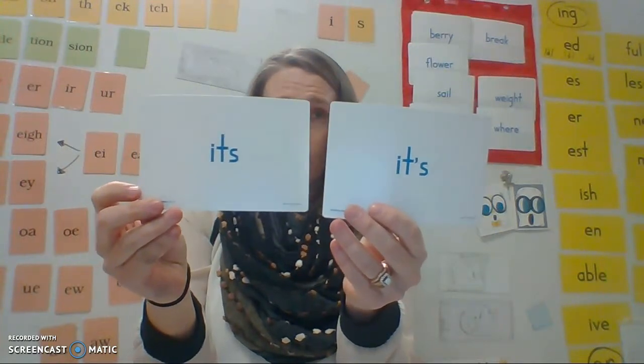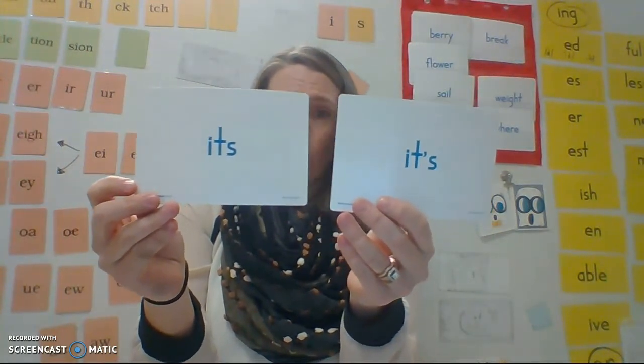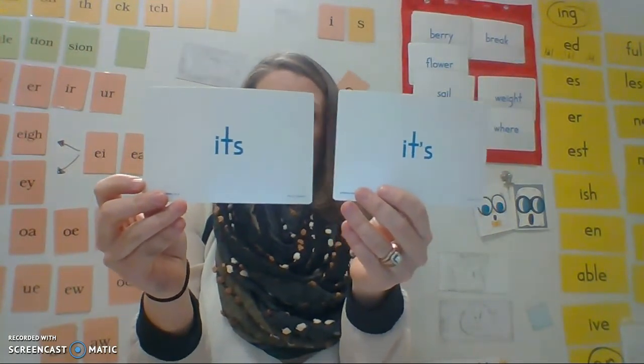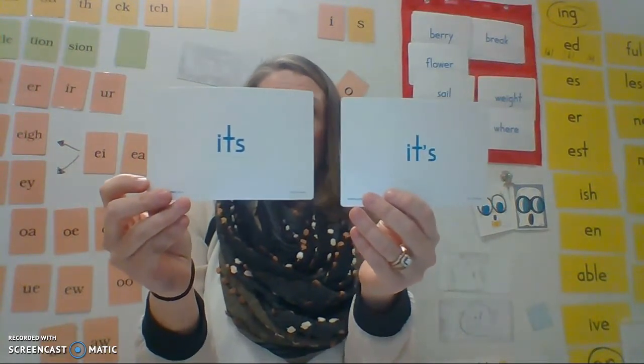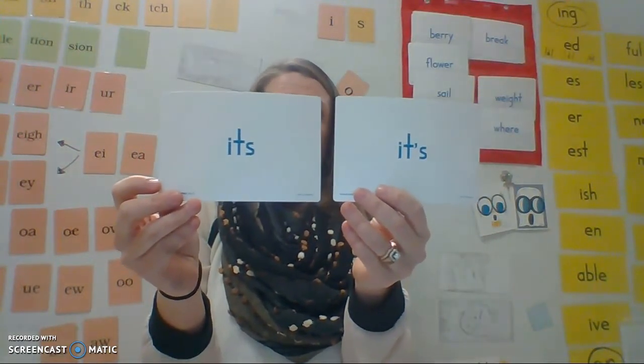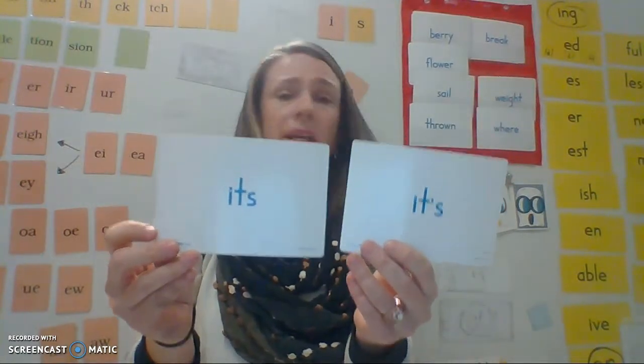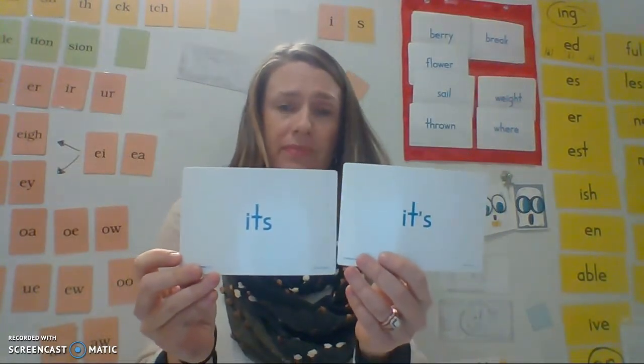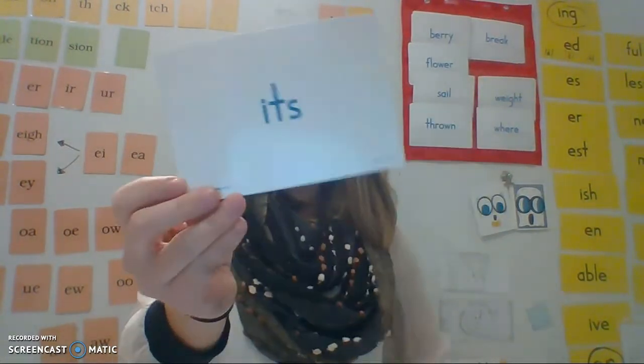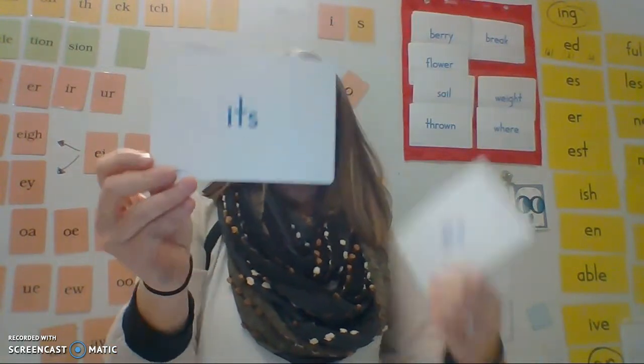The house has its door open. Which one? We're talking about an object. The house has its door open. Would we say the house has it is door open? No. So it's this one. Its. Okay, here's the next one.